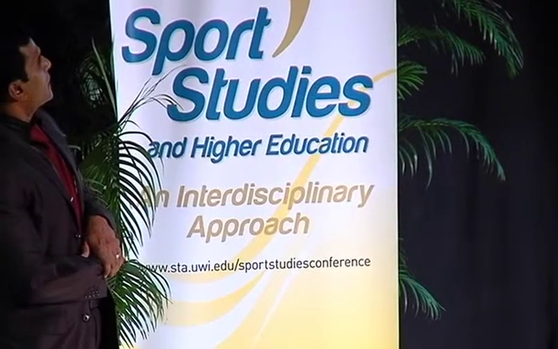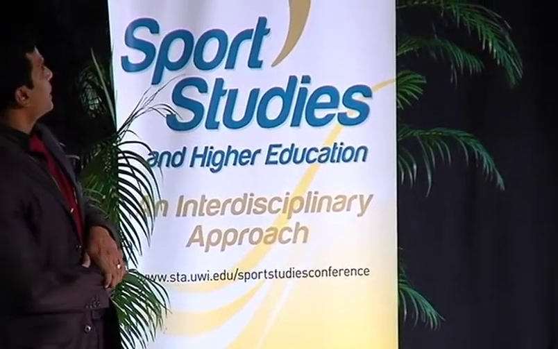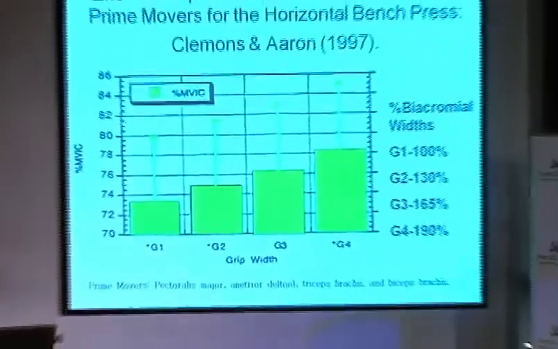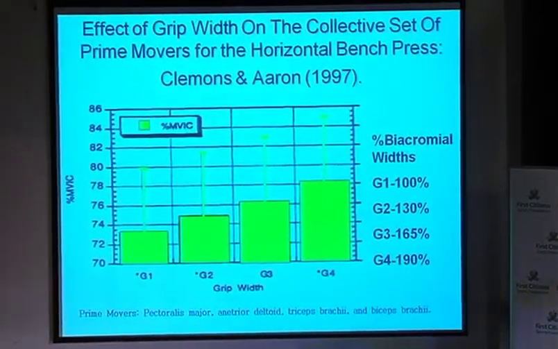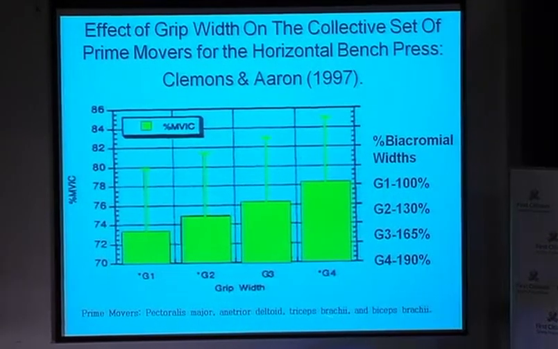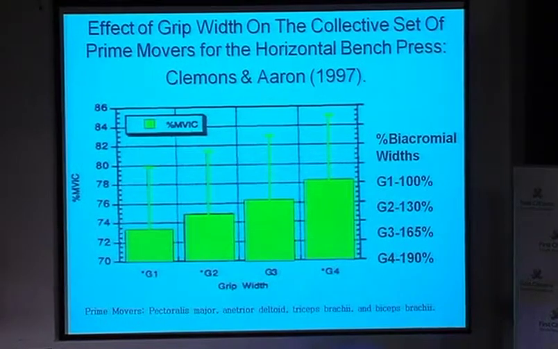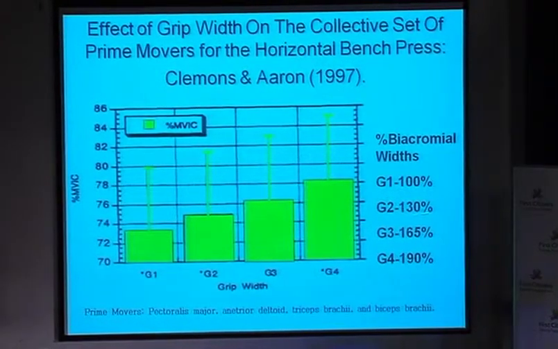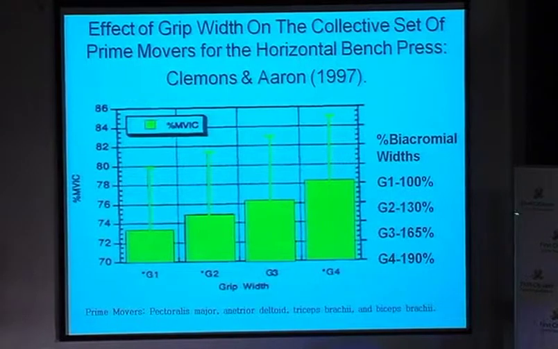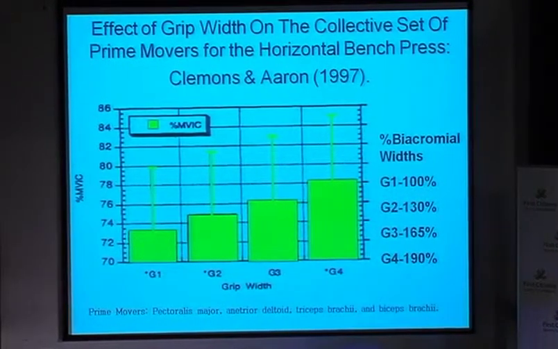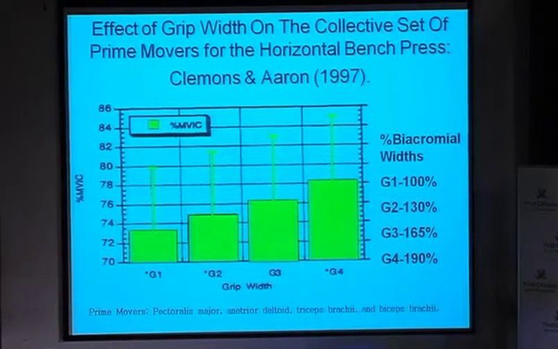So on width of grip, we had Clemens and Aaron in 1997 looking at width of grip for the collective set of prime movers. The collective set of prime movers were the pectoralis major, the anterior deltoid, the triceps brachii, and they included the biceps brachii as well. So they defined their width of grips in terms of bioacromial widths. And we know what our bioacromial width is, the acromion processes, just the bony process at the top of our shoulders. So they found it as a percentage of that distance.